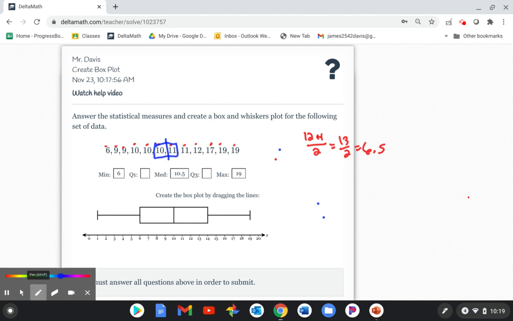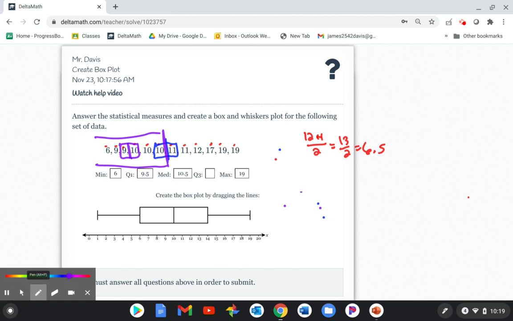Type that in. Next up, we need to find quartile 1. So we're going to take this lower half and find the median. Well, there's going to be 6 values there. So the median is going to occur between 3 and 4, right there at 3.5. So that's going to be the average of 9 and 10. So that'd be 9.5.